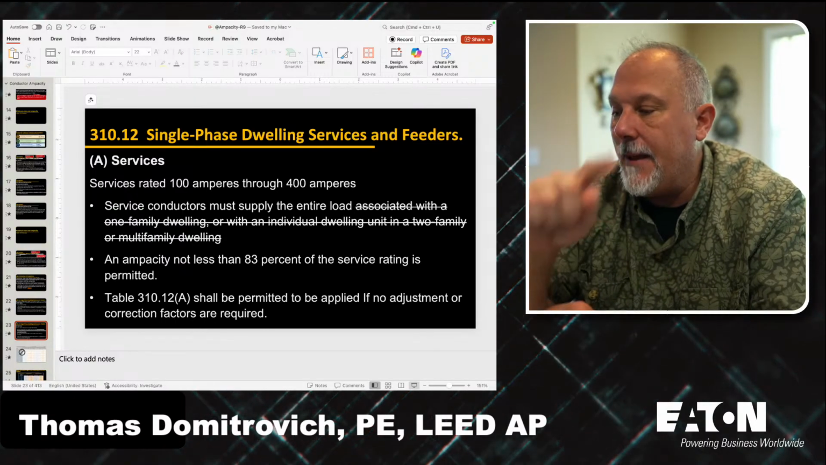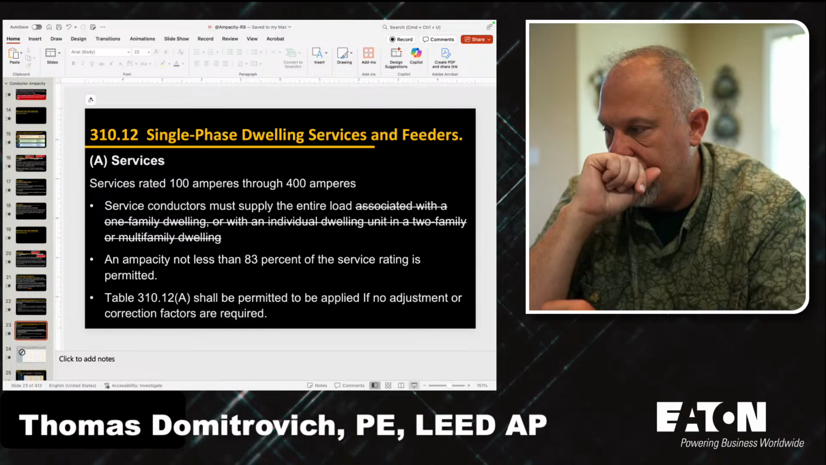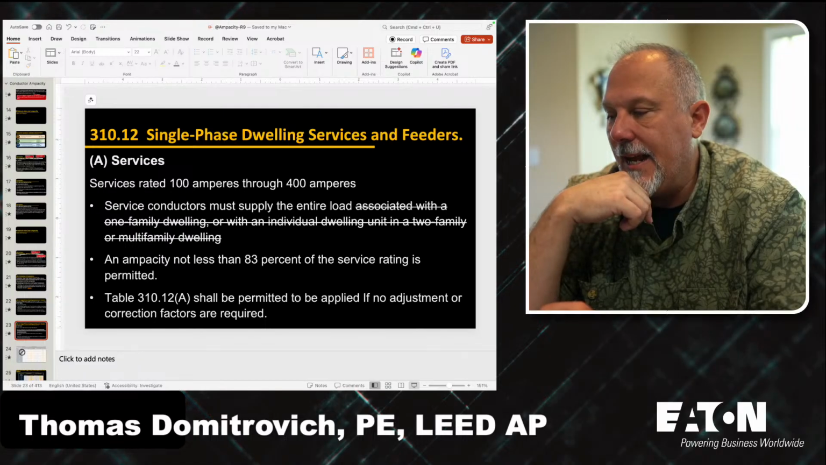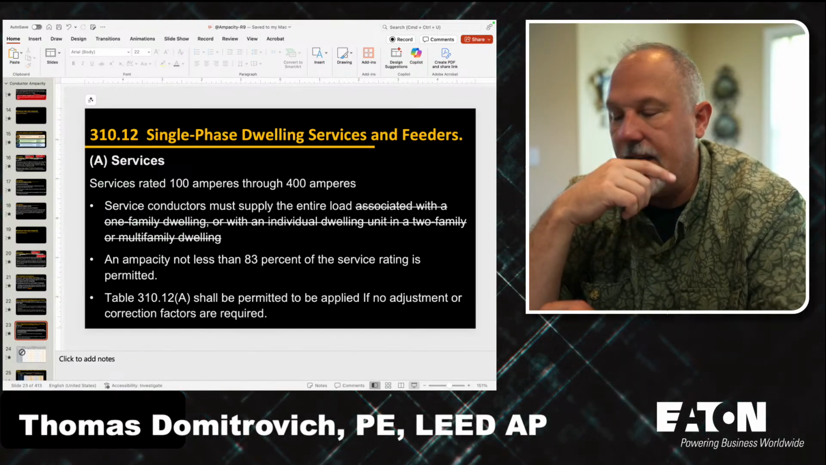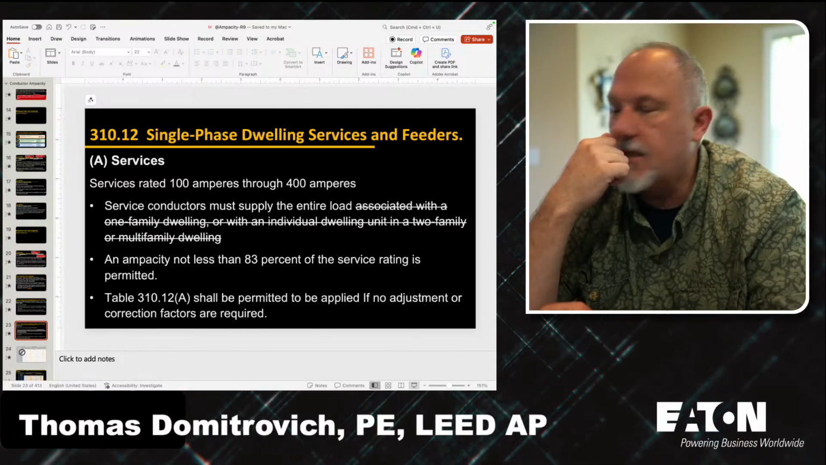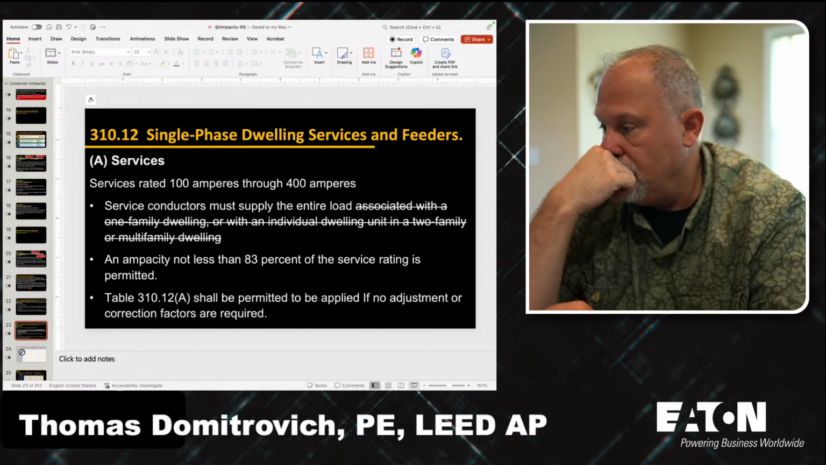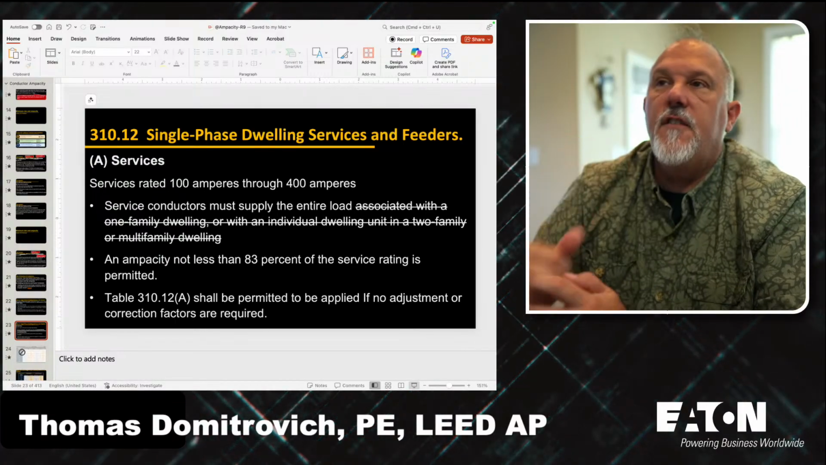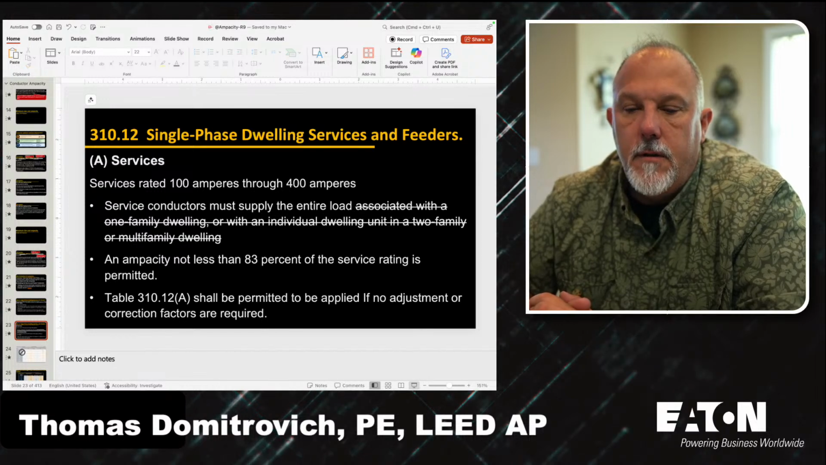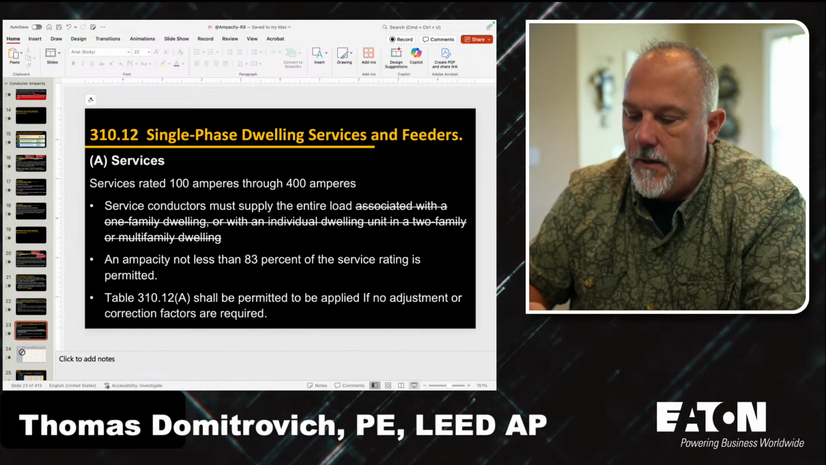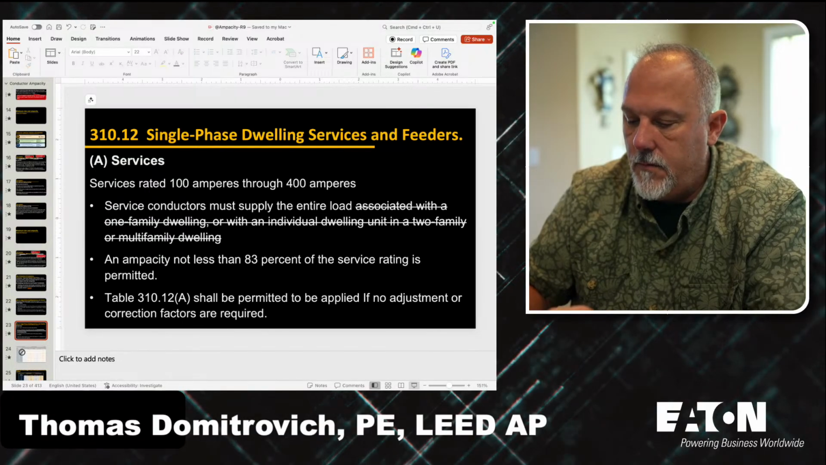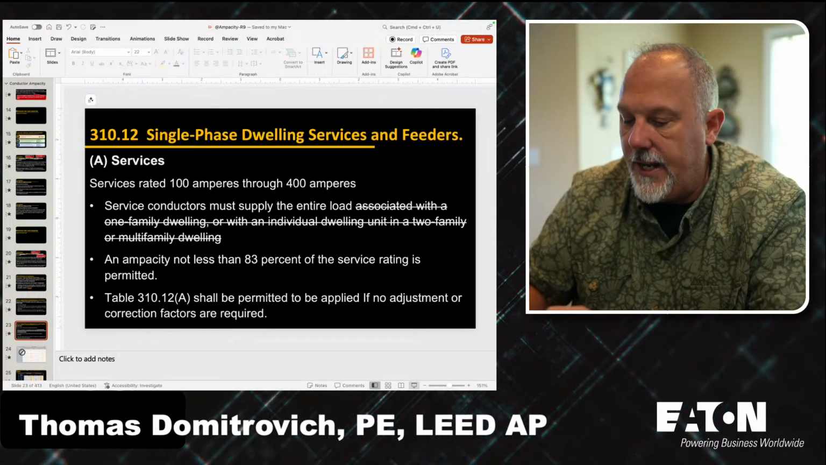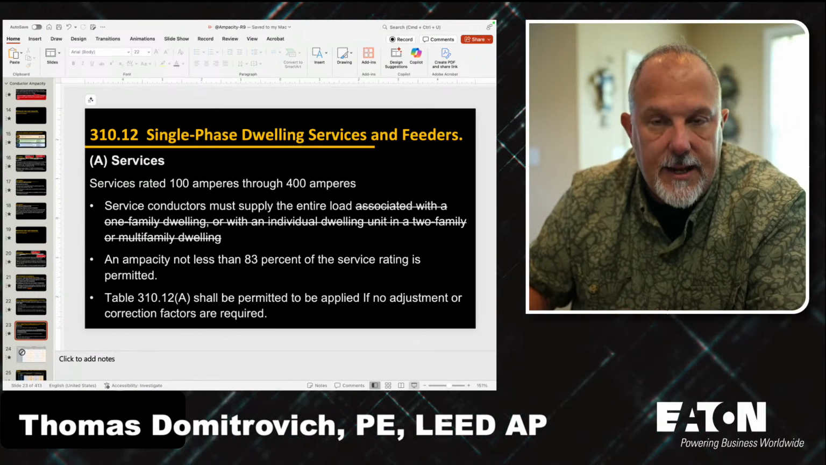And it tells me that an ampacity not less than 83% of the service rating is permitted. It's not required, it's permitted. So if my service rating is 200 and I have a 200 amp breaker, 80%, because it would be an 80% rated device, 80% of 200 is 160 amps.